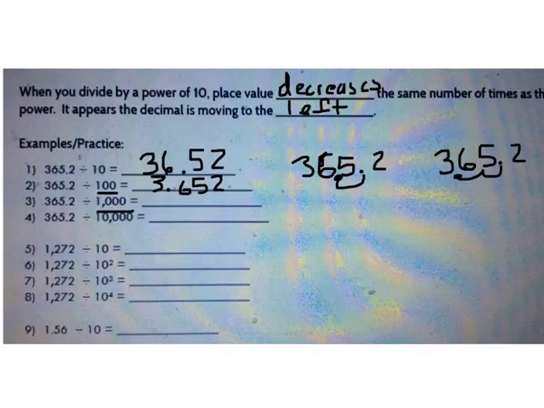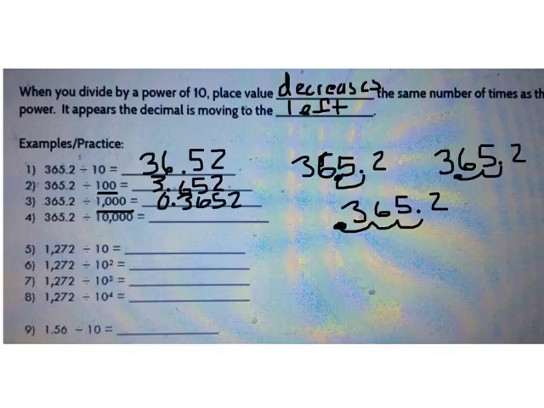365 and 2/10 divided by 1,000. This time, how many times will place value decrease? Well, it'll decrease 3 times. So it appears the decimal is moving 3 times to the left. 1, 2, 3. The correct answer is 0 and 3,652 ten-thousandths.